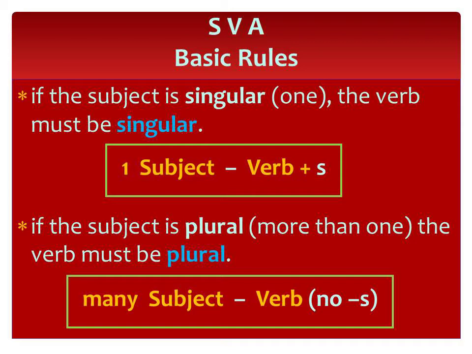Again, one subject means the verb has S. And many subjects, that means the verb has no S. Isang subject, ang verb ay may S. Maraming subjects, ang verb walang S. Okay?